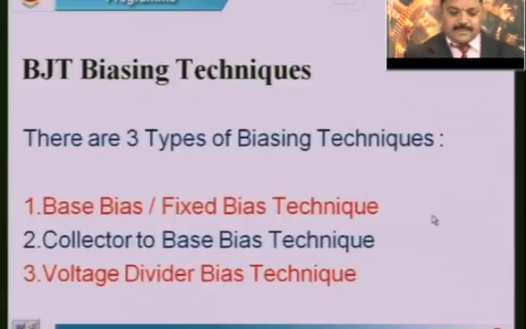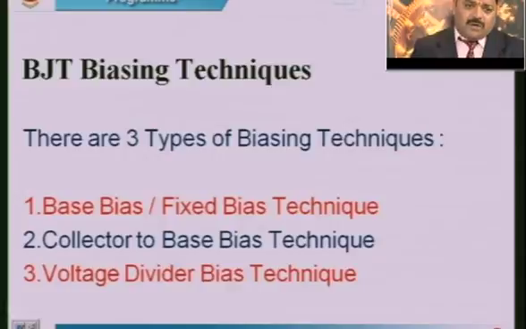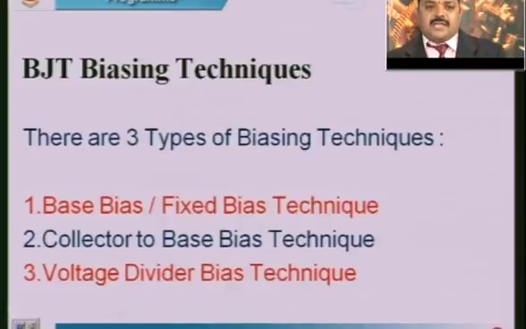Now let us discuss the BJT biasing techniques. There are 3 types of BJT biasing techniques. They are base bias technique, also called fixed bias technique, then collector to base bias technique, and the last one is voltage divider bias technique. Out of these 3 techniques, collector to base bias technique is out of our scope of the syllabus. Let us not discuss that. So we will be discussing base bias or fixed bias technique, and the voltage divider bias technique.